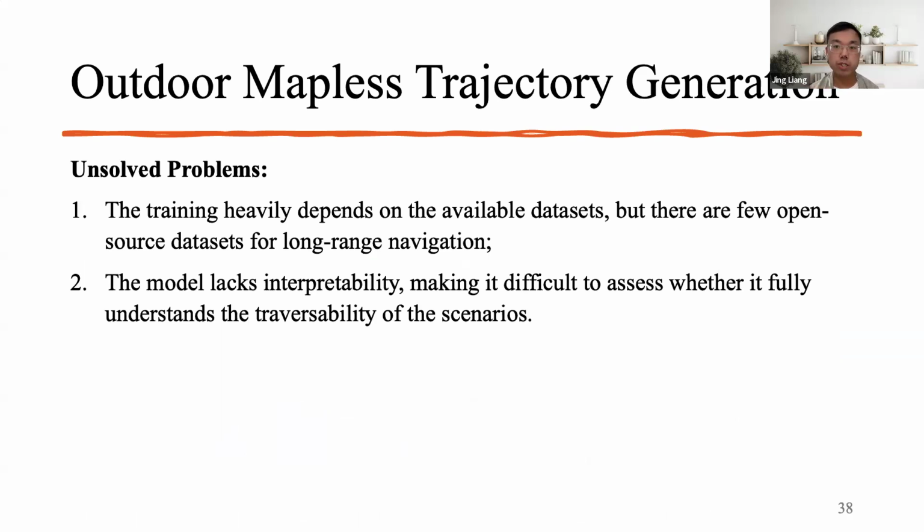But these approaches still have some issues. The first issue is that the training heavily depends on the available datasets, but there are few open source datasets, especially for long range navigation. The second problem is that the model lacks interpretability, making it very difficult to assess whether it fully understands the traversability of the scenarios.